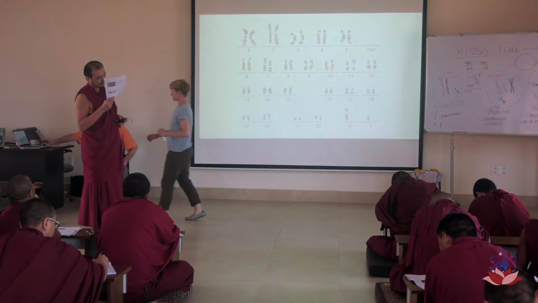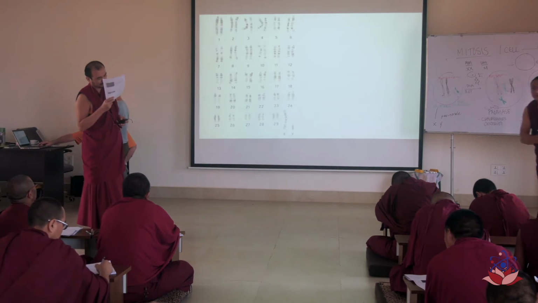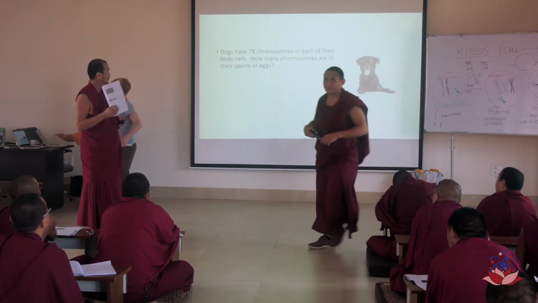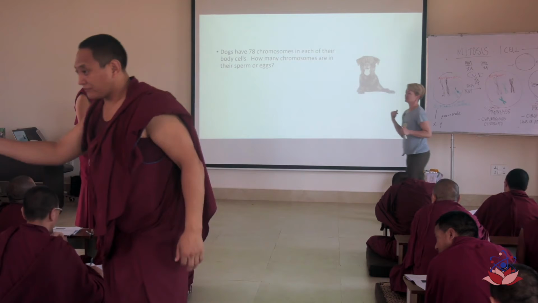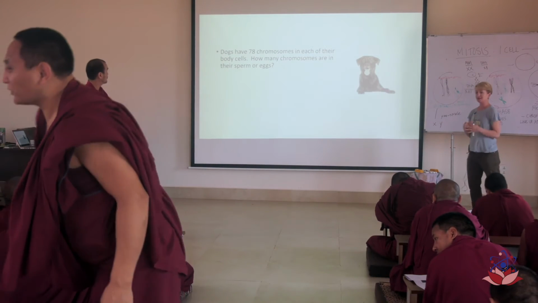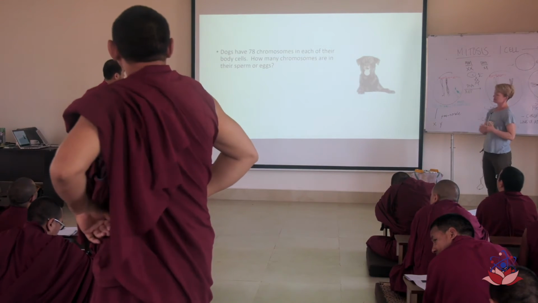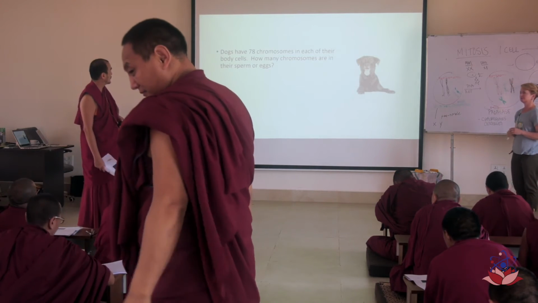So I have another question. There's a picture of a dog on it. It's not in Tibetan, but we talked earlier that dogs have 78 chromosomes in their body cells. So how many chromosomes are in their sperm or eggs?